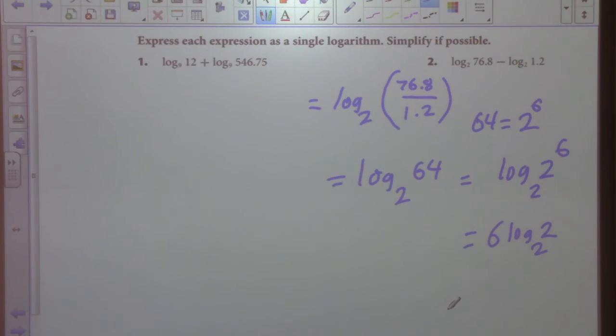Well, what's log base 2 of 2? What power do you need to raise 2 to equal 2? 1. So it's like this cancels out. So log base 2 of 2 is 1. So we end up getting 6 as our correct answer. Right. So what you try to do is, if you can get this thing in terms of what the base is, then you can work that out.